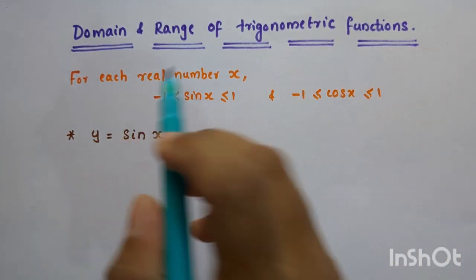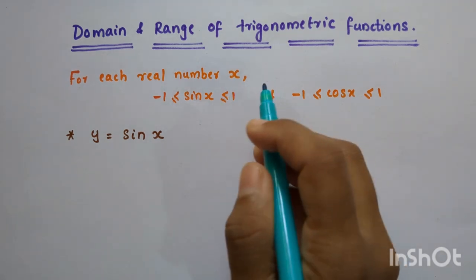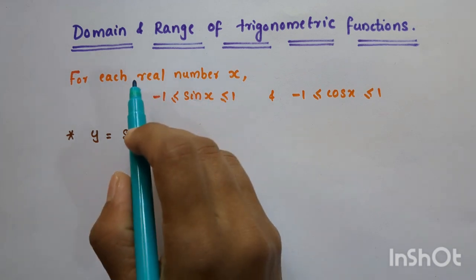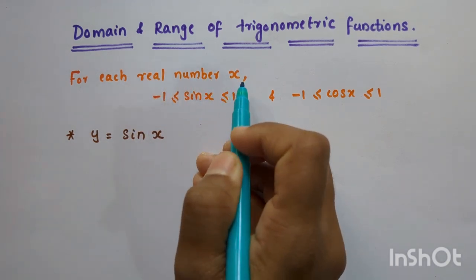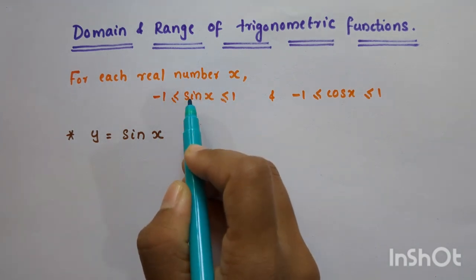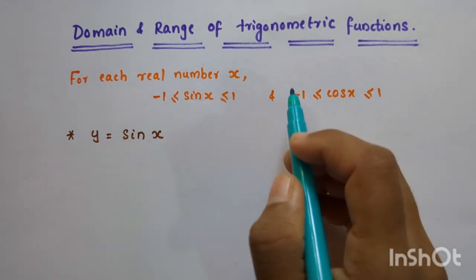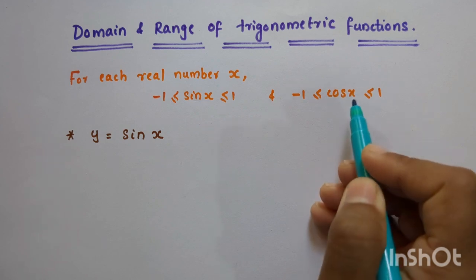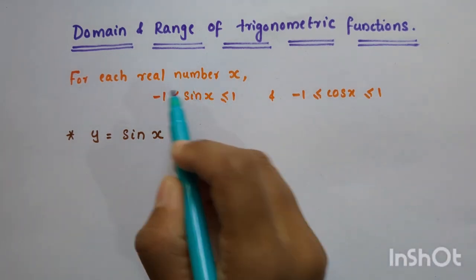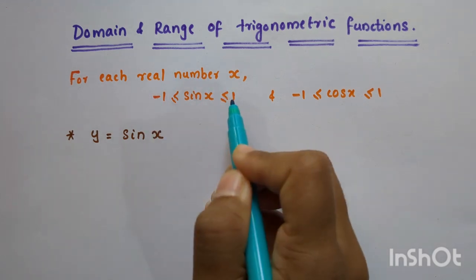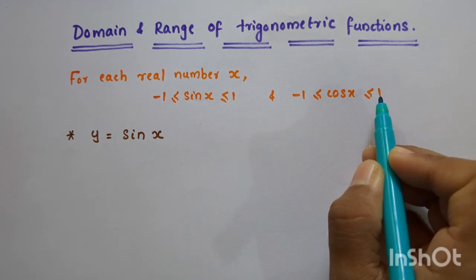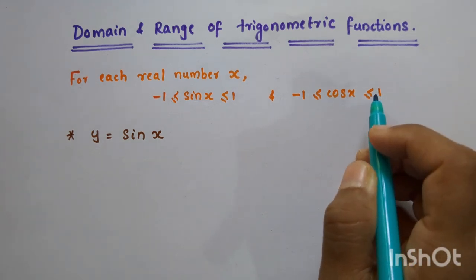You see, the trigonometric functions sine and cosine are defined for all real numbers. For each real number x, minus 1 less than or equal to sin x less than or equal to 1 and minus 1 less than or equal to cos x less than or equal to 1. That is, the value of sin x is between minus 1 and plus 1 including minus 1 and plus 1. Similarly, the values of cos x will be between minus 1 and plus 1 including minus 1 and plus 1.